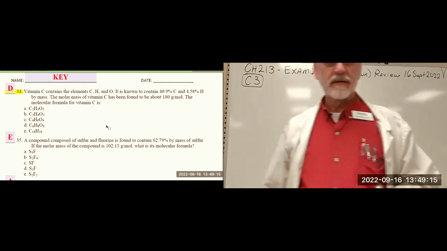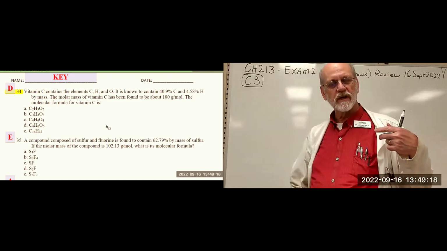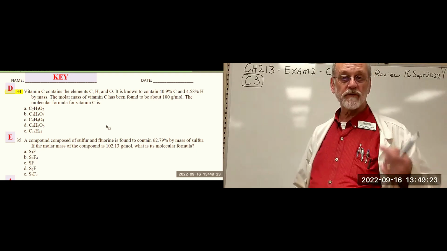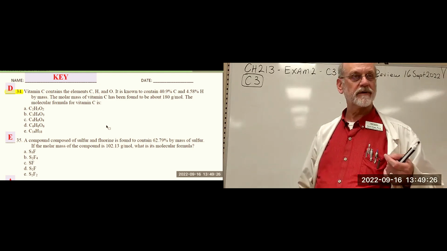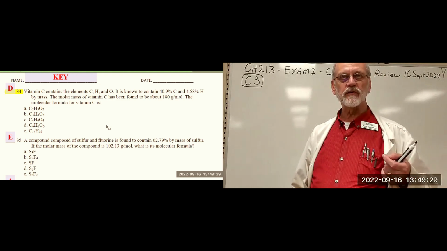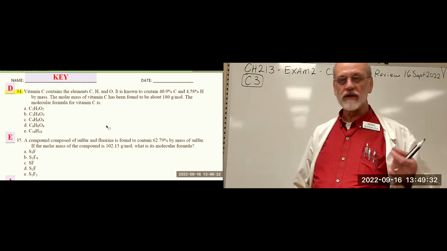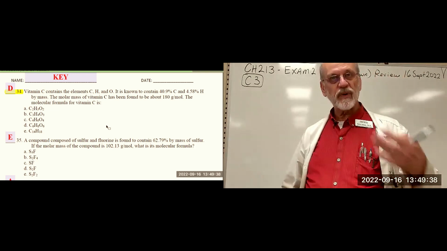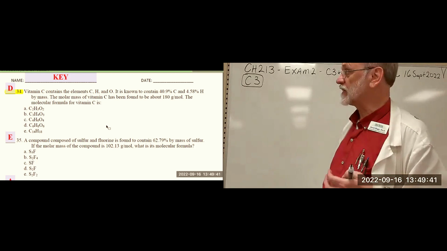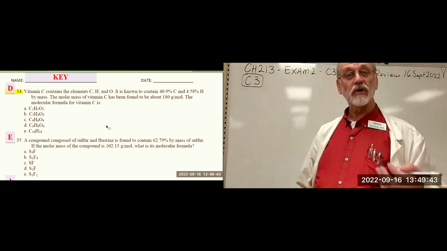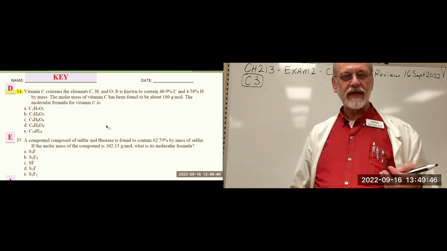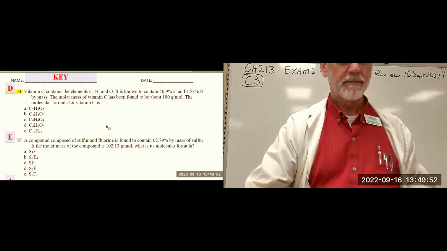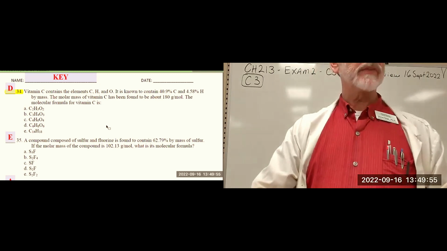How about vitamin C? Vitamin C contains carbon, hydrogen, oxygen. You know that it contains 40.9% carbon, 4.58% hydrogen. How much oxygen is there? Subtract those two from 100, and that's your oxygen. Then you go through the same procedure to find the empirical formula, and you ratio the empirical weight to the actual molecular weight, which is given as 180, and you find out what your multiplier is. And that gives you the answer. Should be C6H8O6. That's vitamin C, or ascorbic acid.